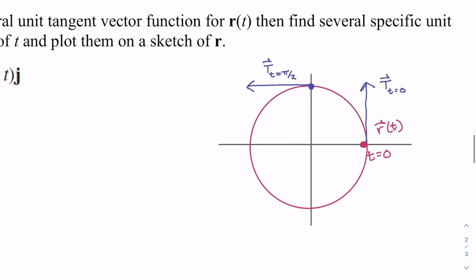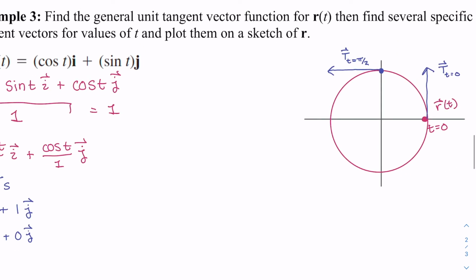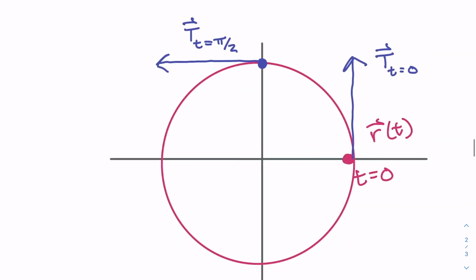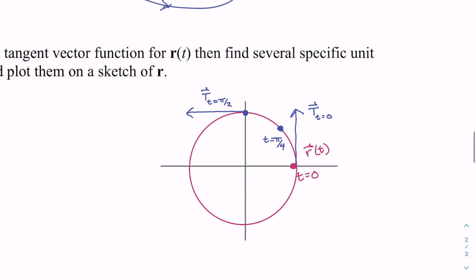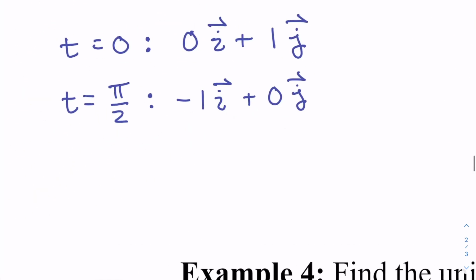And then we'll do one more easy one. Actually, let's try doing pi fourths just for fun. Let's try t equals pi fourths, just to get one that's not on one of the axes. So let's do t equals pi fourths.